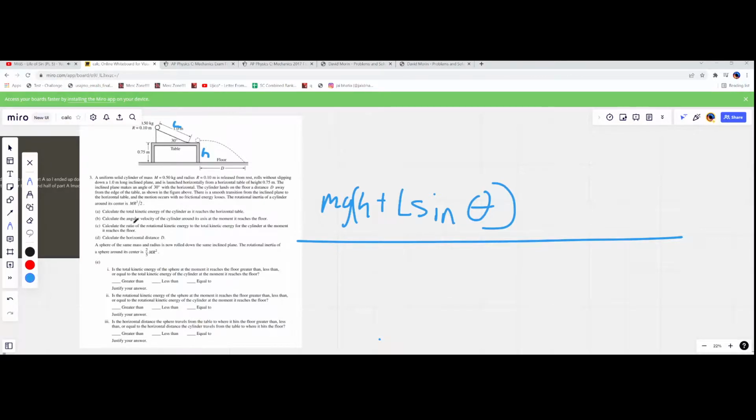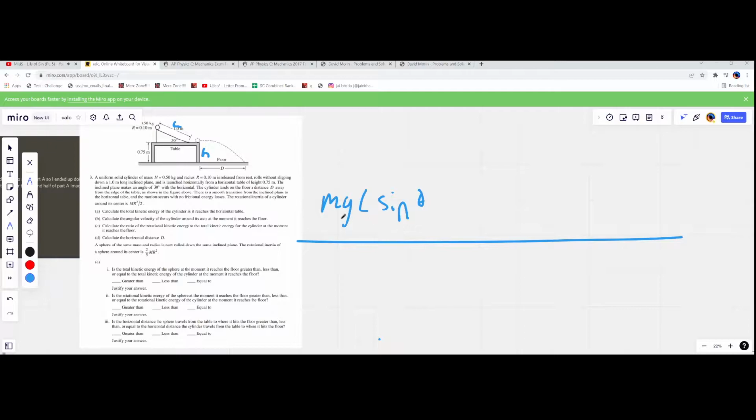Okay, now it's asking for the angular velocity of the cylinder around its axis the moment it reaches the floor. Oh, wait. Also, I just realized that this is actually wrong. You don't need the L sine theta because I didn't read it properly. It's just going to be mgL sine theta. You don't need the h because it's only asking for the table. So you can just set that as the reference point.